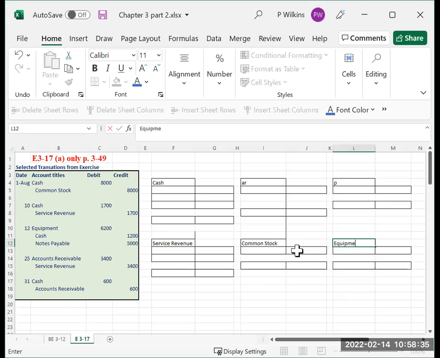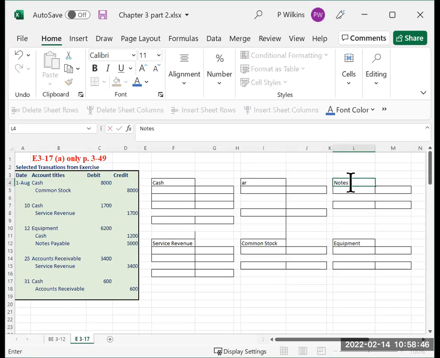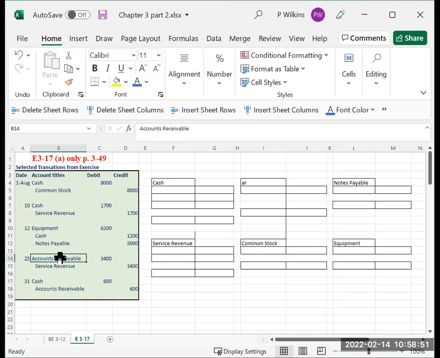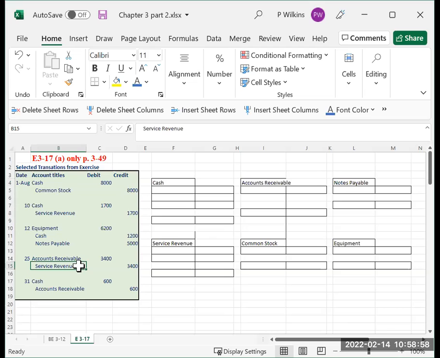Then, oops, I spelled that wrong. The next one is cash. We already have the T account for cash, so we don't need to do that. The next one is notes payable, so we're going to do one for notes payable. The next one is accounts receivable, so we're going to do one for accounts receivable. The next one is service revenue. Well, we already have one for service revenue. The next one is cash. We already have one for cash. The next one is accounts receivable. We already have one for accounts receivable.